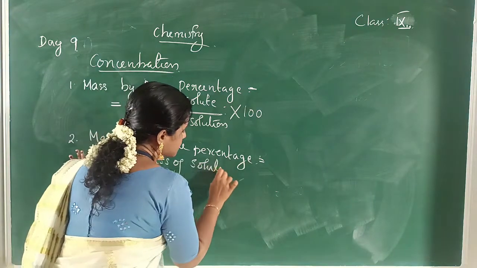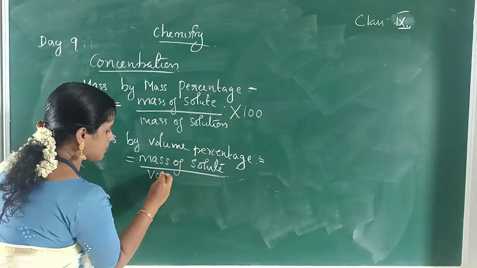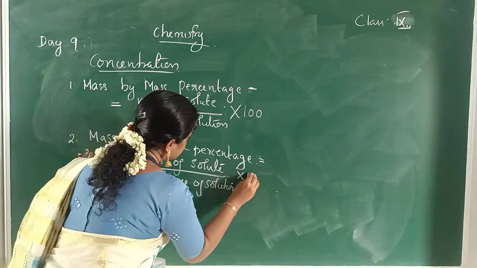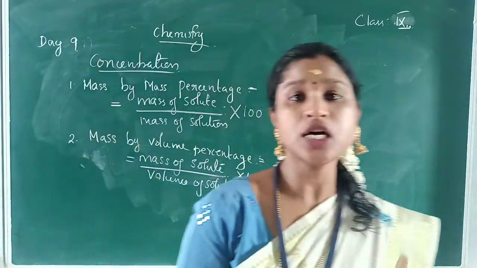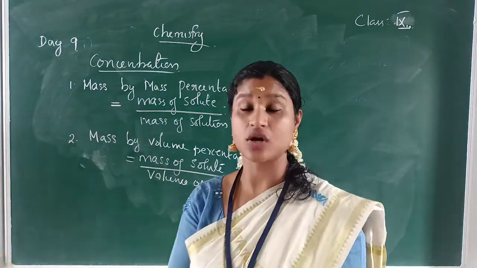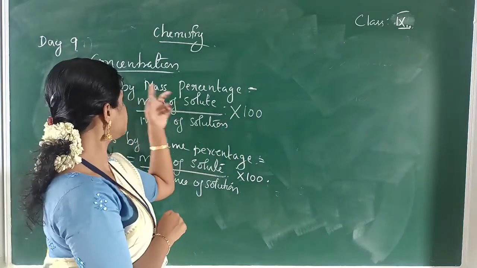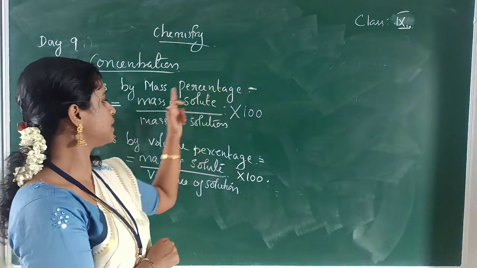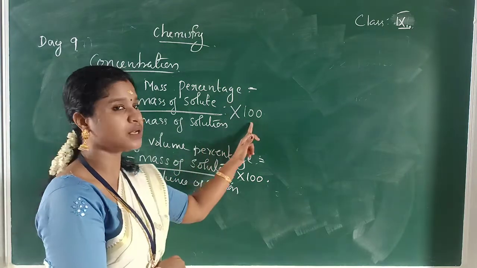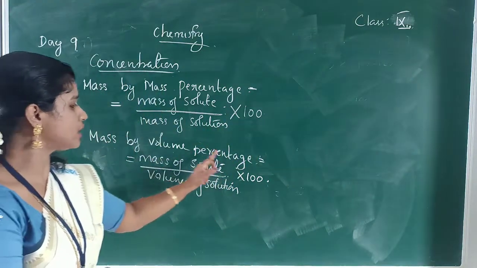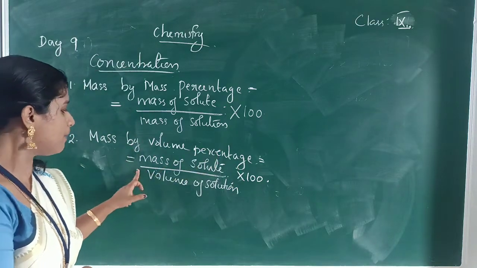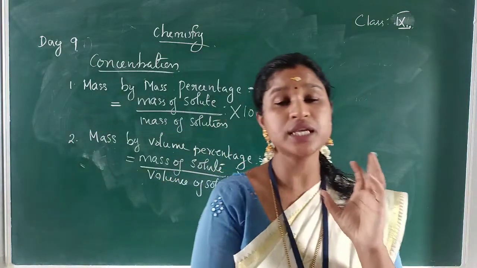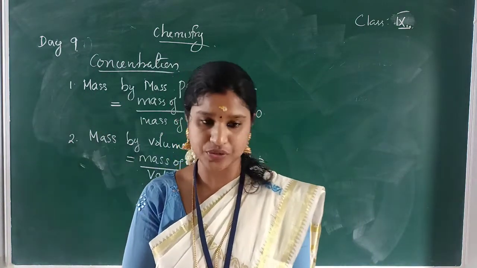Mass of solute divided by volume of solution into 100. So these are the two methods normally used to express the concentration of a solution. Mass by mass percentage is mass of solute by mass of solution into 100. Mass by volume percentage is mass of solute by volume of solution into 100. By using these two equations, you have to do the problem-based questions also.